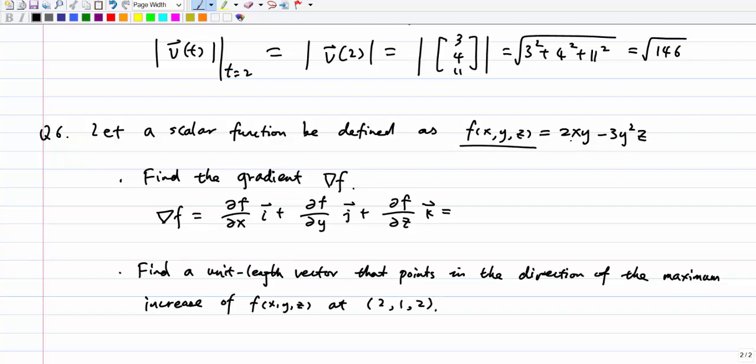With respect to x, for the first term the partial derivative is just 2y, and the second one is not a function of x, so the partial derivative is just 0.